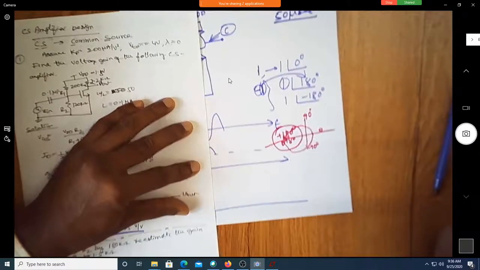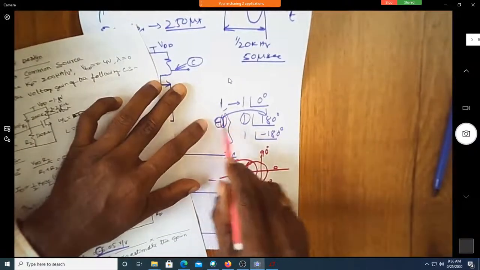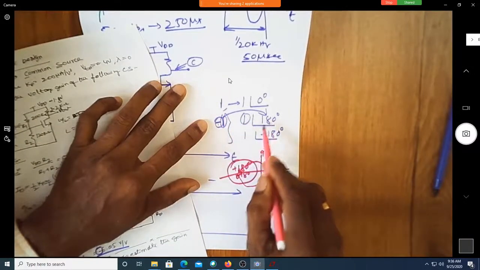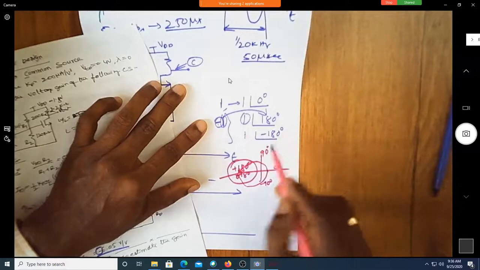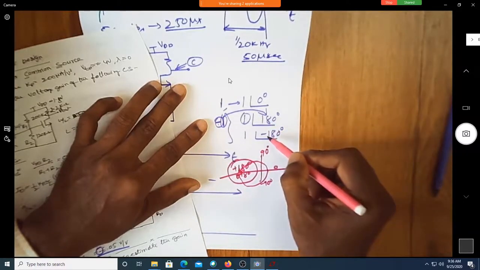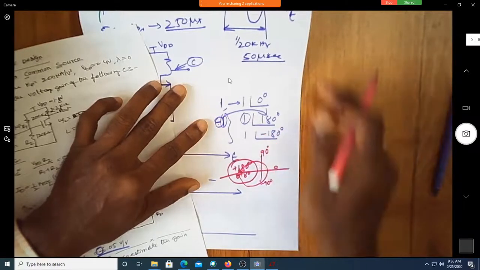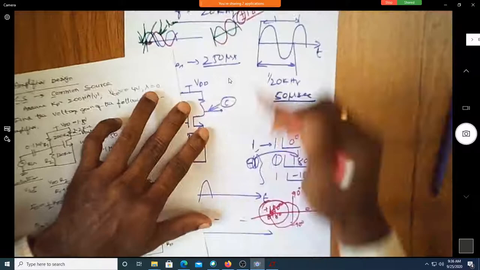Correct? So that's why I have written here, this minus 1 can be written as 1 at an angle 180 degree or 1 at an angle minus 180 degree. It can be either phase lead or phase lag. It doesn't matter whether it is phase lead or phase lag. The shape of the waveform is exactly out of phase.